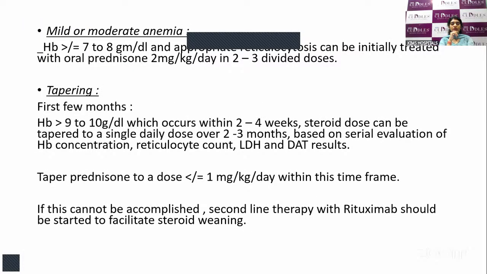Mild and moderate anemia, hemoglobin greater than or equal to 7 to 8 gram per deciliter, and appropriate reticulocytosis can be initially treated with oral prednisolone 2 mg per kg per day in 2 to 3 divided doses. Tapering in the first few months: once hemoglobin is more than 9 to 10 gram per deciliter, which occurs within 2 to 4 weeks, the steroid dose can be tapered to a single daily dose over 2 to 3 months based on serial evaluation of hemoglobin concentration, reticulocyte count, LDH, and DAT results. Taper prednisolone to a dose less than or equal to 1 mg per kg per day within this time frame.